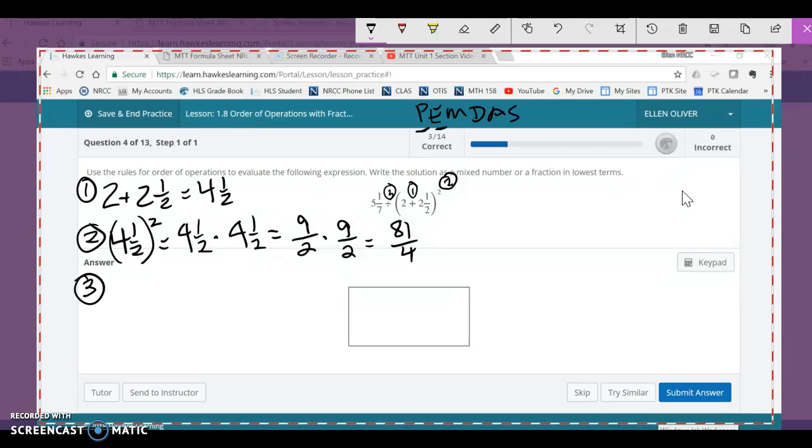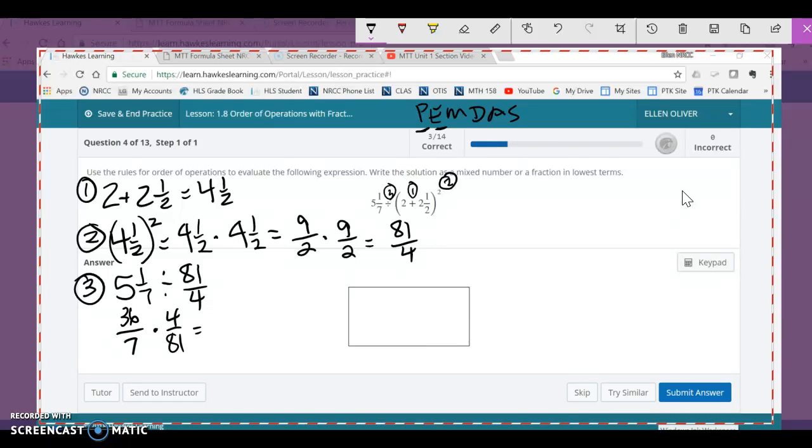Step 3 is to do 5 1/7 divided by the answer to step 2. Okay, to do multiplication or division of mixed numbers, I got to change them to improper. So that becomes 36 over 7. This guy is already improper, so I need to change to multiplication and flip to the reciprocal. And I need to factor.